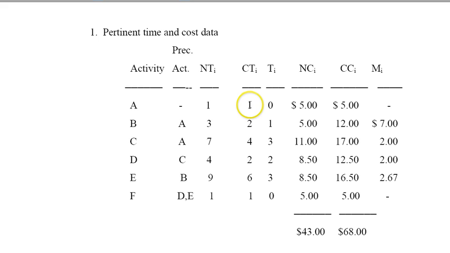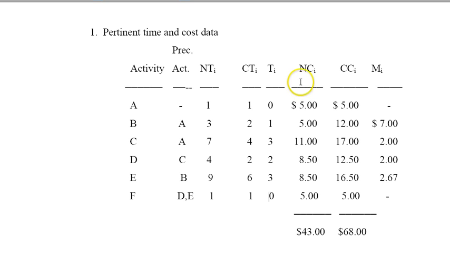So activity 1 cannot be crashed in this model. Activity 2 can be crashed to 2 days. C can be crashed to 3 days. D can be crashed to 2 days. E can be crashed to 6, and the last one cannot be crashed. So the maximum amount I can crash each activity is 0, 1, 3, 2, 3, and 0.